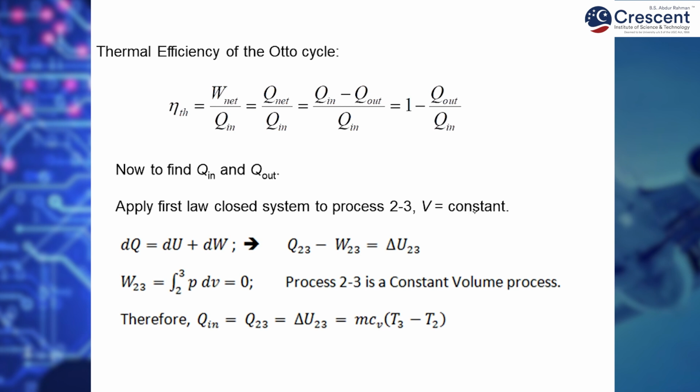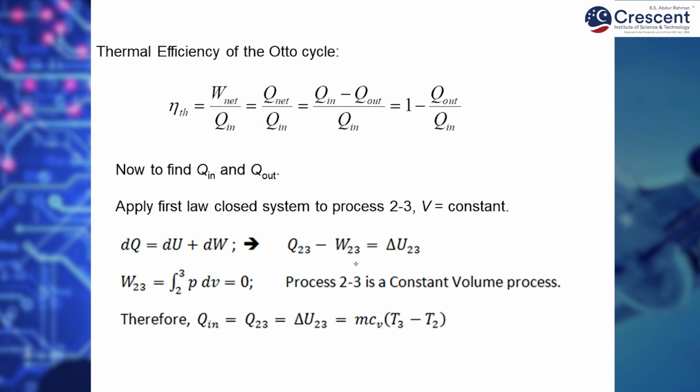So, Q in, heat addition, is happening in process 2 to 3, which is a constant volume process. The first law of thermodynamics says dQ equals dU plus dW, where dQ can be written as Q 2 to 3, the heat addition for process 2 to 3, W 2 to 3 is the work done for process 2 to 3, and delta U is the change in internal energy for process 2 to 3. If you rewrite this equation, Q minus W will be delta U. And we know that for a constant volume process, work done will be 0.